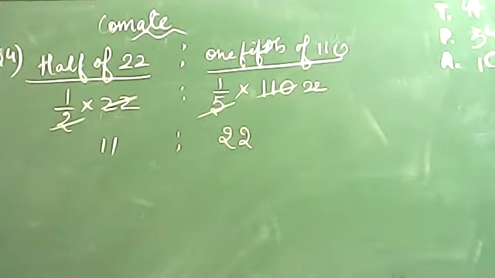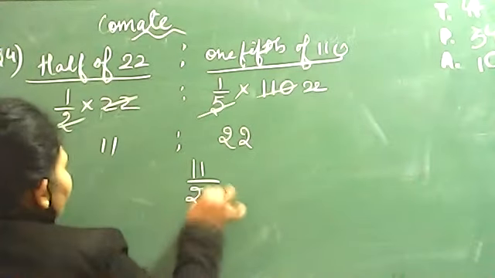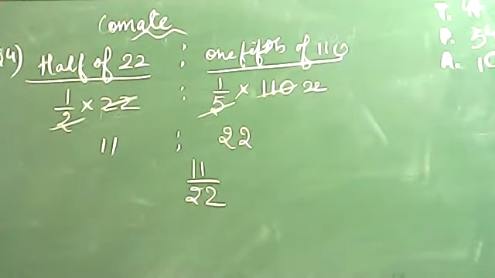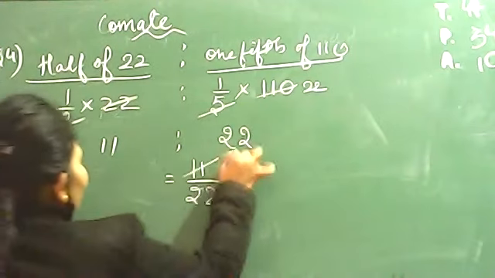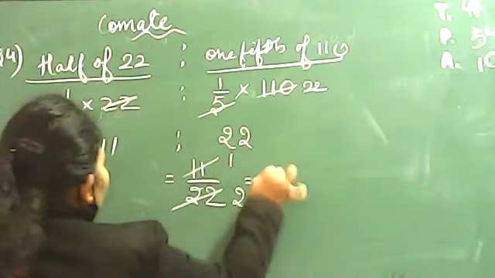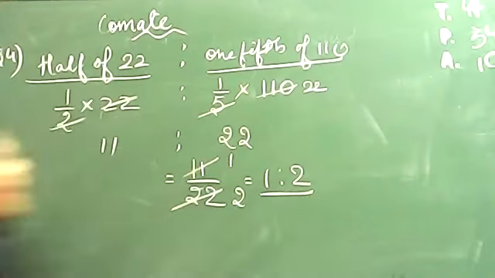So we are getting 11:22. Can you tell me, is it the simplest one? It is not simplest. Yes, you can simply write 11 on one side. 11, 11 twos are 22. 1:2 will be the answer for it.